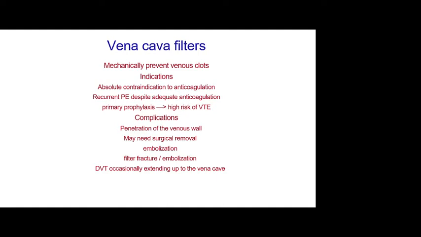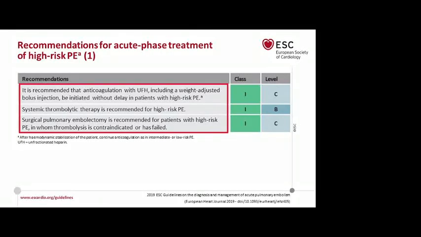Then vena cava filters also we can use. They mechanically obstruct the embolization from the deep veins. They can be used when anticoagulation is contraindicated or when patients have recurrent pulmonary embolism while on anticoagulation. They have their own complications.